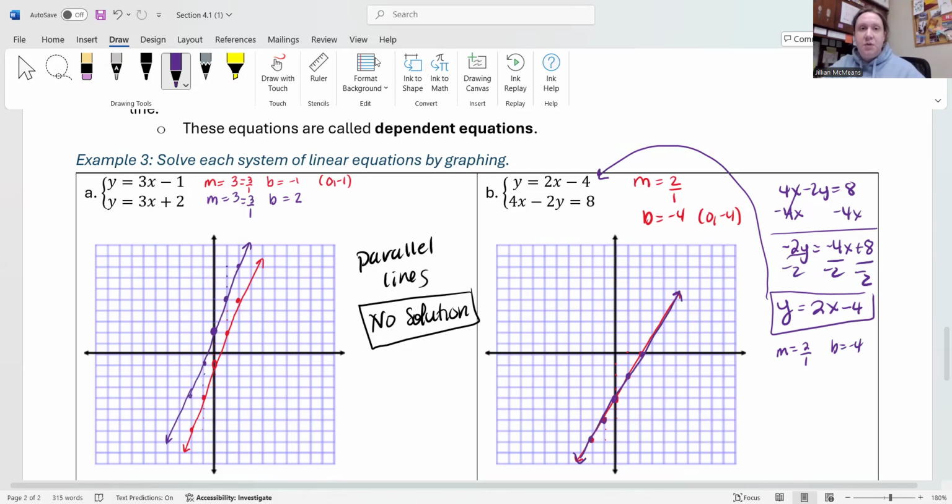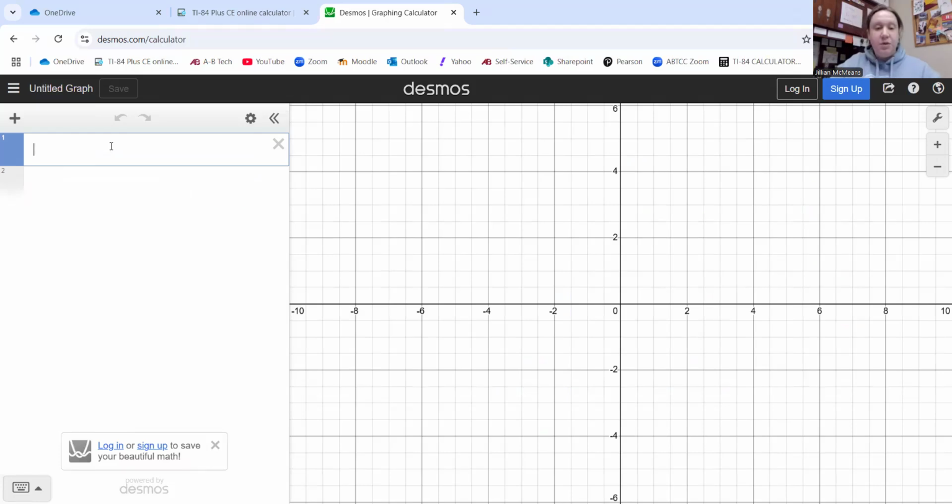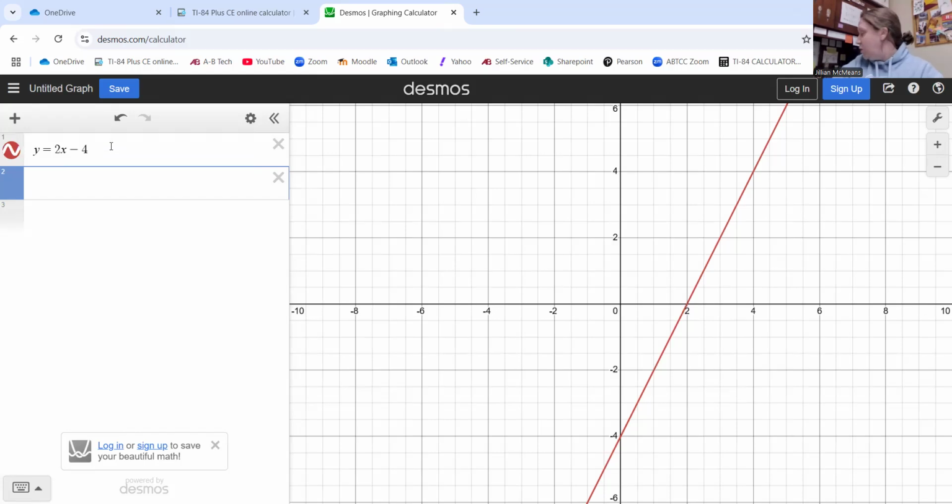So we can jump over to Desmos really quick and look to see what's happening there. So the first equation we had was y equals 2x minus 4. And the second equation we had was 4x minus 2y equals 8. And you can see now there's no differentiation between the two lines. These two equations really truly graph the same exact line. So in terms of the solution here, when we're looking for solutions to a system, we're looking for the point of intersection. Well, these two equations, they intersect everywhere. Every single ordered pair that satisfies one equation is also going to satisfy the other equation.